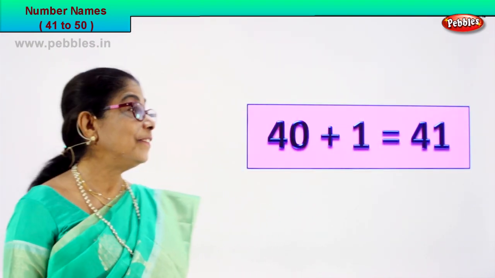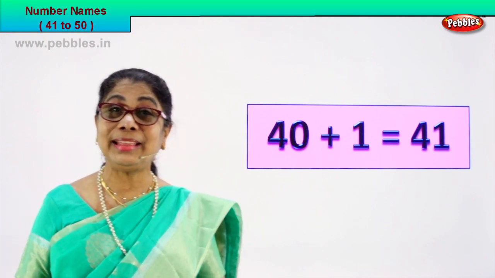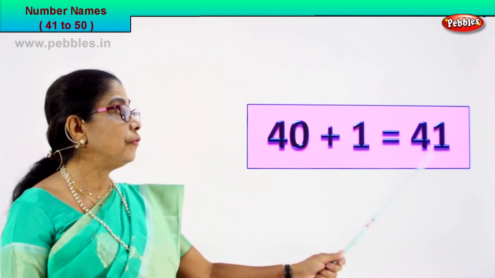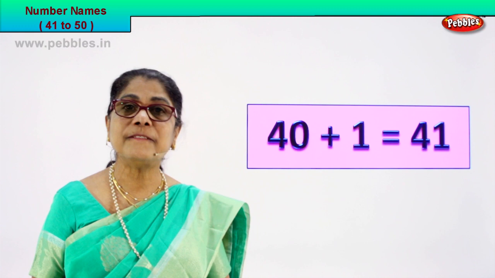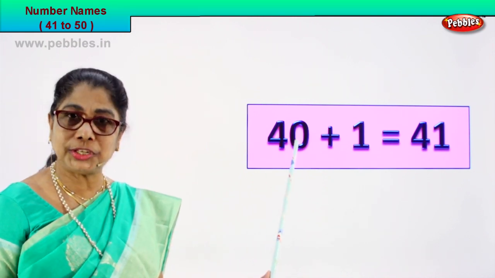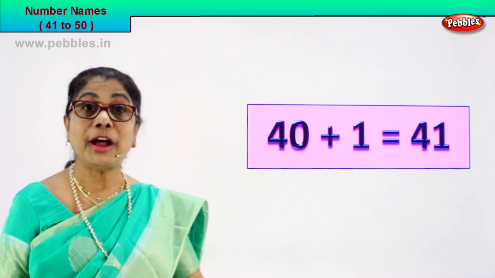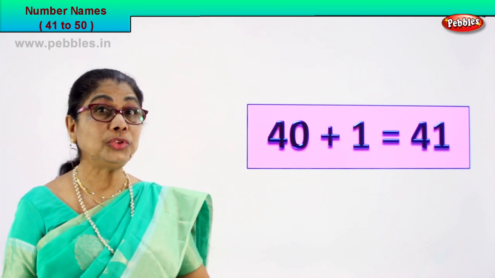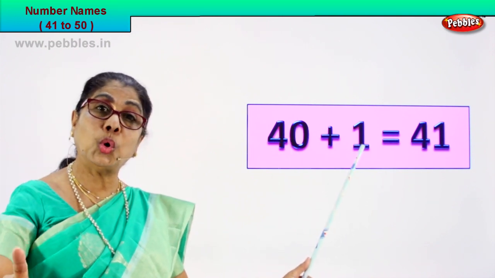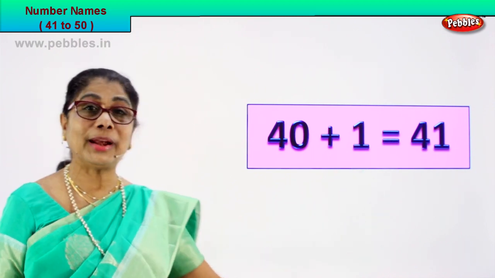What is that? 41. Yes. We have already finished learning up to 40. Now here, what is 41? 4 and 1, 41. 4 and 0, 40 plus 1 is equal to 41. We can also read this as 40 and 1 more is equal to 41. So we know the numeral 41.